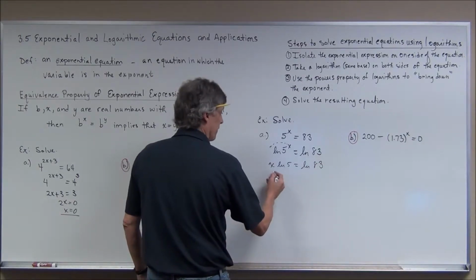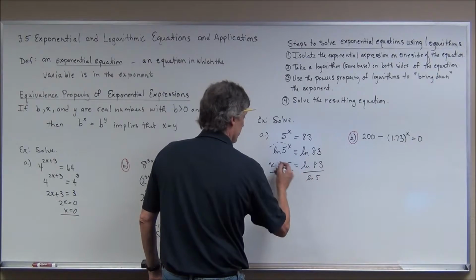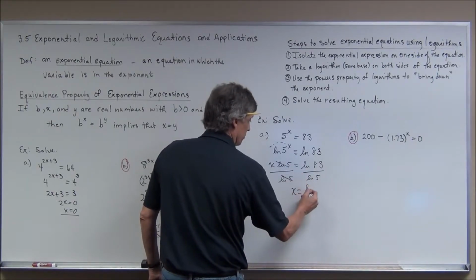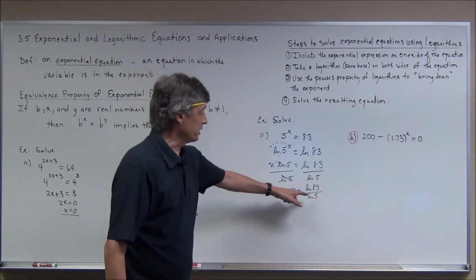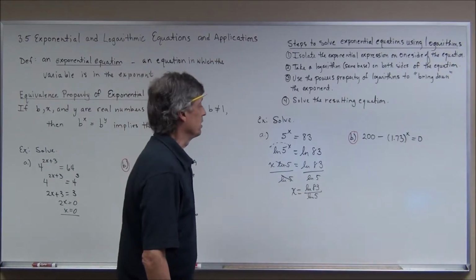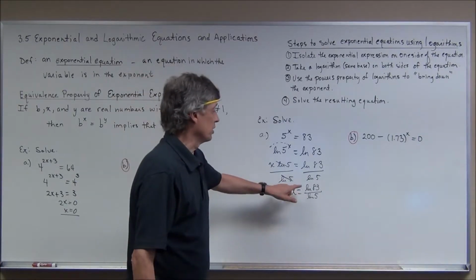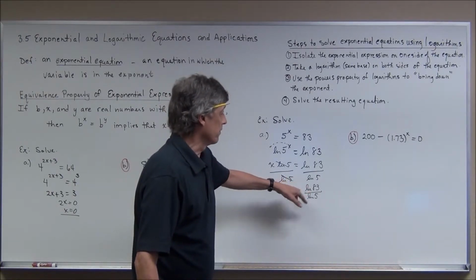And then I can solve for x by dividing both sides by the natural log of 5. And I get x equals the natural log of 83 divided by the natural log of 5. Now remember, this is a division. You do not try to subtract the 83 and the 5. That's not the quotient property. It's the natural log, or any kind of log, of a quotient, not a quotient of natural logs.